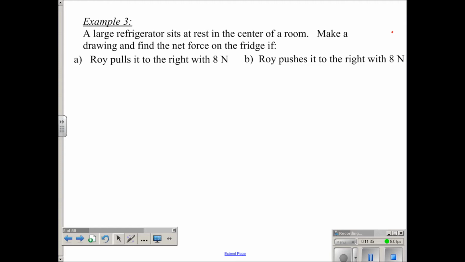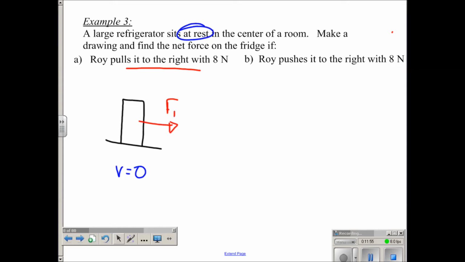So what you're going to do is you're going to draw your object. There's the refrigerator. Okay, it's sitting at rest. So that's telling me information about the velocity. So I'm going to write V equals 0. And then I'm going to identify all my forces. In this case, Roy is pulling it to the right. So Roy pulls it to the right. So there's Roy pulling it with 8 newtons.